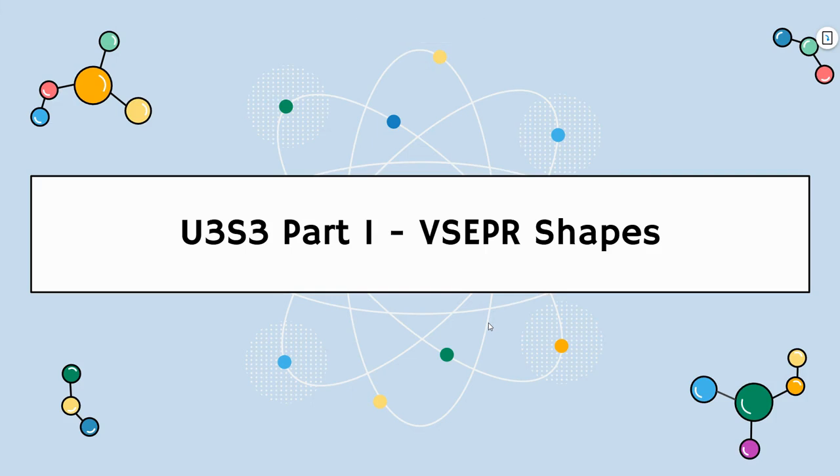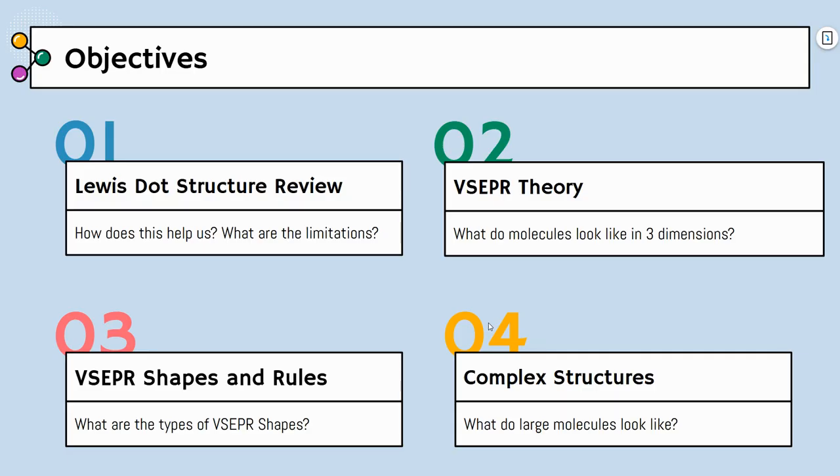In this video, I'm going to go over our topic for Unit 3, Section 3, Part 1, and that is VSEPR Shapes. First, we're going to go over a review of Lewis dot structures. So how do Lewis dot structures help us, and what are the limitations of Lewis dot structures? Next, we'll go into VSEPR theory and talk about what molecules look like in 3 dimensions.